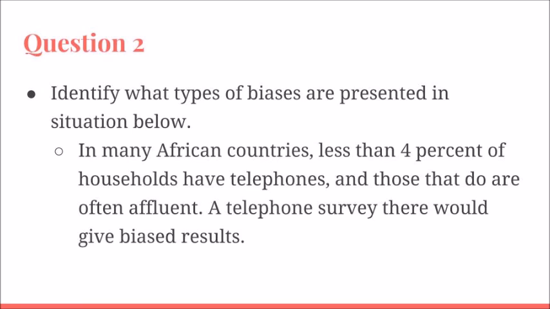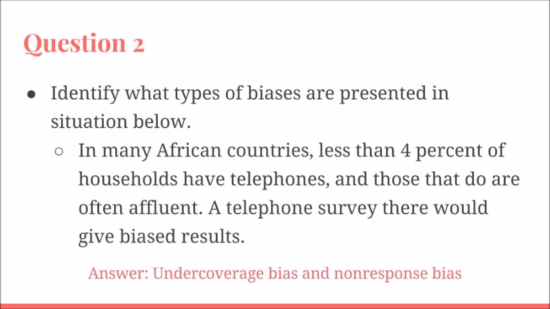Let's check the answer. So the answer was undercoverage bias and non-response bias. Since only 4% of the entire population have telephones, if we conduct a telephone survey, then it's hard to say that it covers the entire population in Africa. It also fails to represent the entire population because it undercovers about 96% of it. Therefore, the data is inaccurate and cannot represent the entire population.